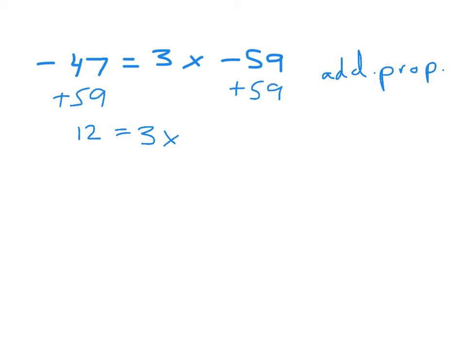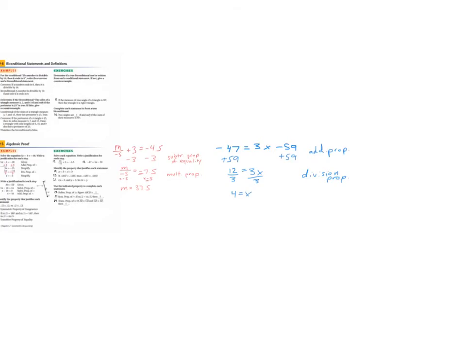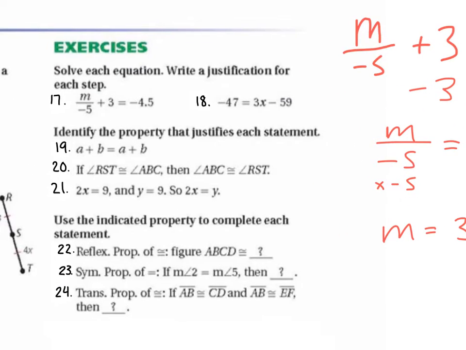What can we do next? Divide both sides by 3. And what's our justification here? Division property of equality. And we get 4 is equal to x. So this one is 18. So let's look at 19.